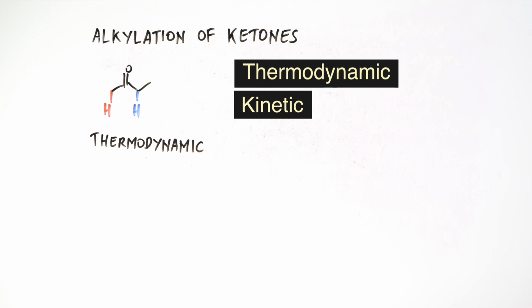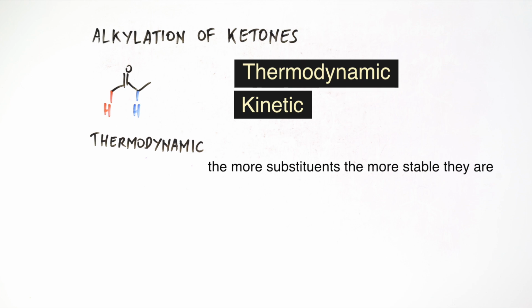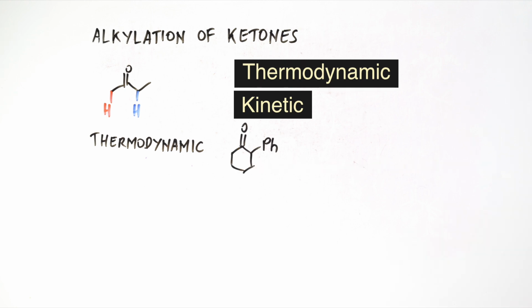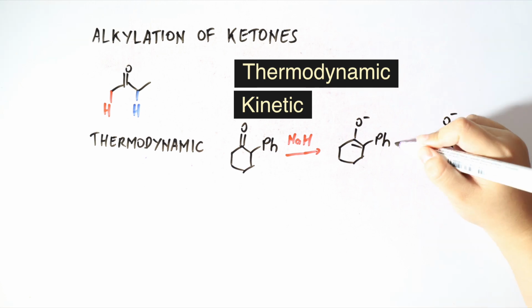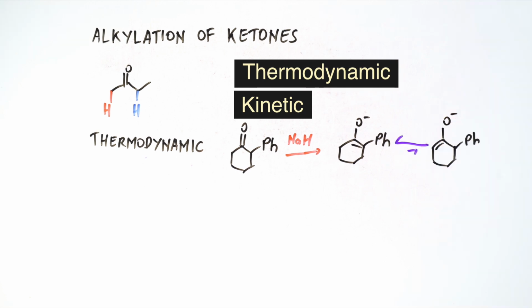The thermodynamic control is based on alkene principles. Since enolates are basically alkenes, the more substituents on the alkene, the more stable it is. Hence, using 2-phenylcyclohexanone as the example, there is a more stable conjugated enolate with the alkene bond conjugated into the phenyl substituent than at the other position.